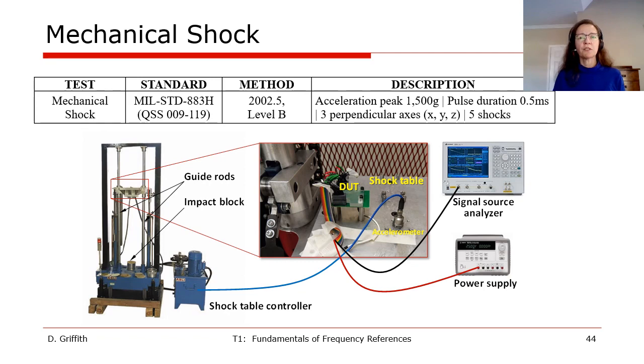Another consideration for precision frequency references is how they perform in harsh environments. An example test setup used for mechanical stress testing of a ball oscillator is shown here. The military test standard 833H is used, which requires a peak acceleration of 1500 G with a pulse duration of 500 microseconds on 3 different axes with 5 repeated shocks. Note that the oscillator is kept operational and its instantaneous frequency is measured during these shocks.